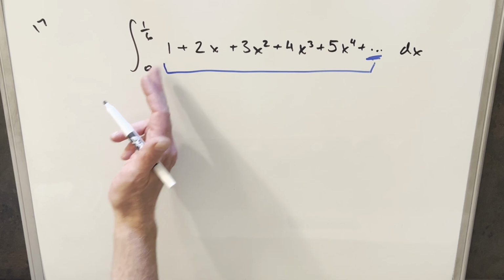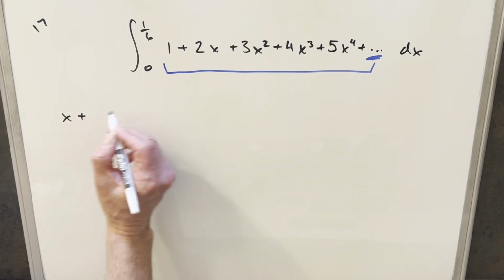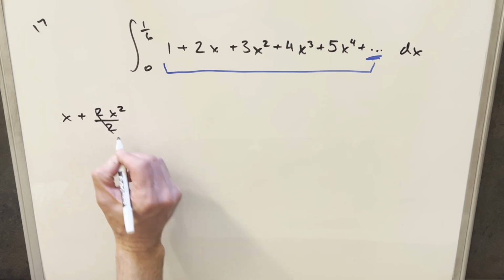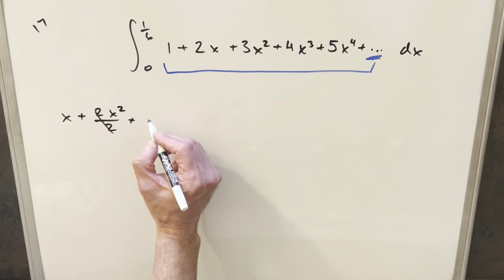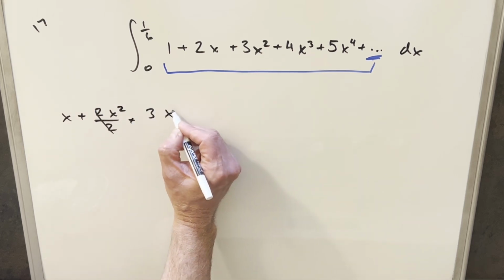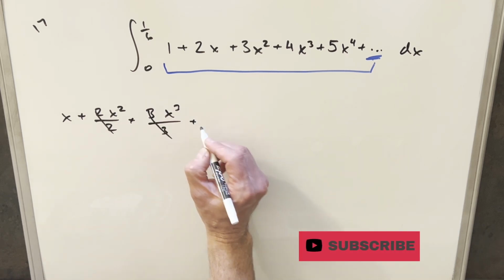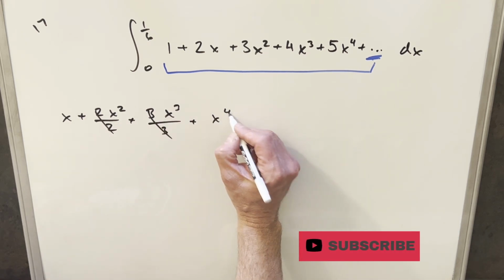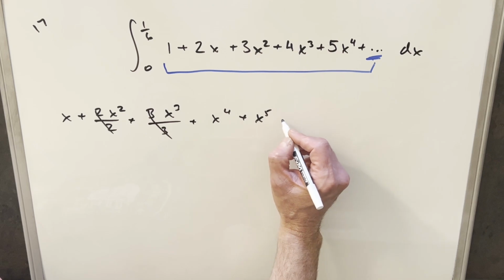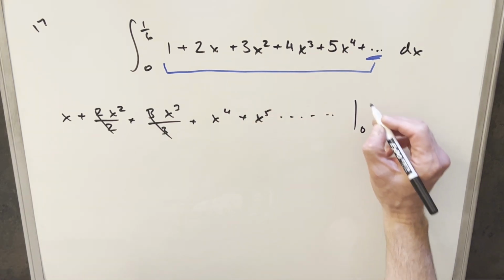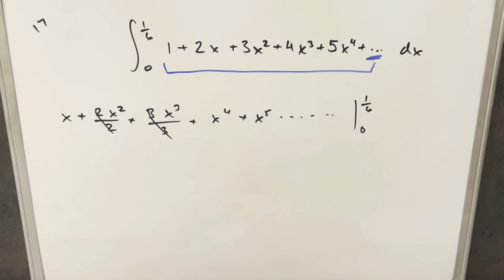So power rule on this, the integral of 1 is going to be x. Integral here, 2x over 2, the 2's cancel. The same thing is going to happen here. When we do this, we get 3x squared over 3, the 3's are going to cancel. So what we're going to end up having is x plus x squared plus x cubed plus x to the 4th plus x to the 5th, on forever. And we're just going to need to evaluate this whole thing from 0 to 1/6.